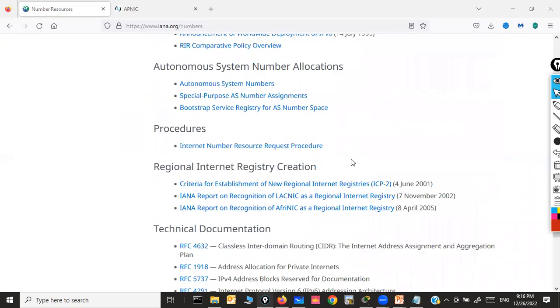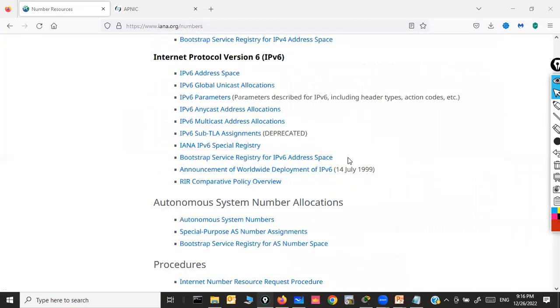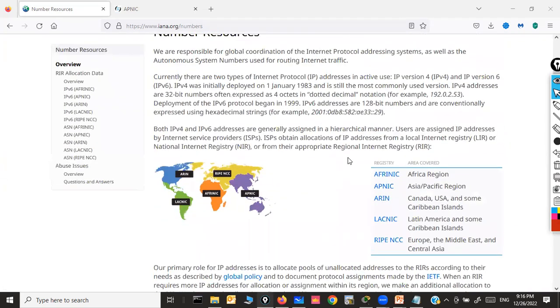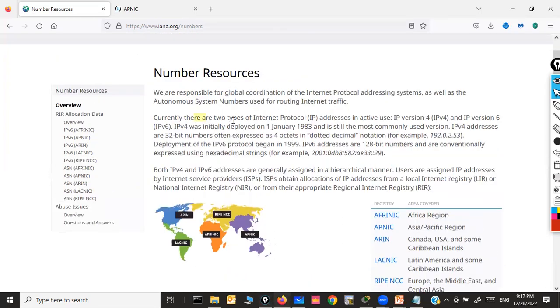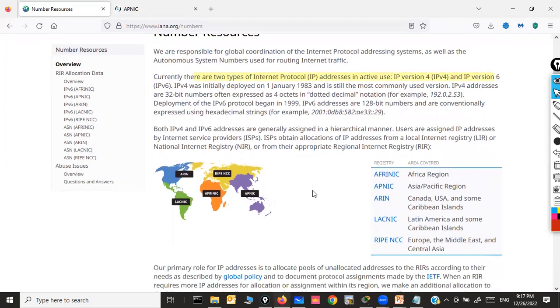IPv6 is like the latest version of IP address, right? Since we are running out of IPs, IPv6 is also nowadays being used. So currently there are two types of IPs, right? IP version 4 and 6, and we are studying IP version 4. If you want to read about any organization in further detail, you can go to this website.